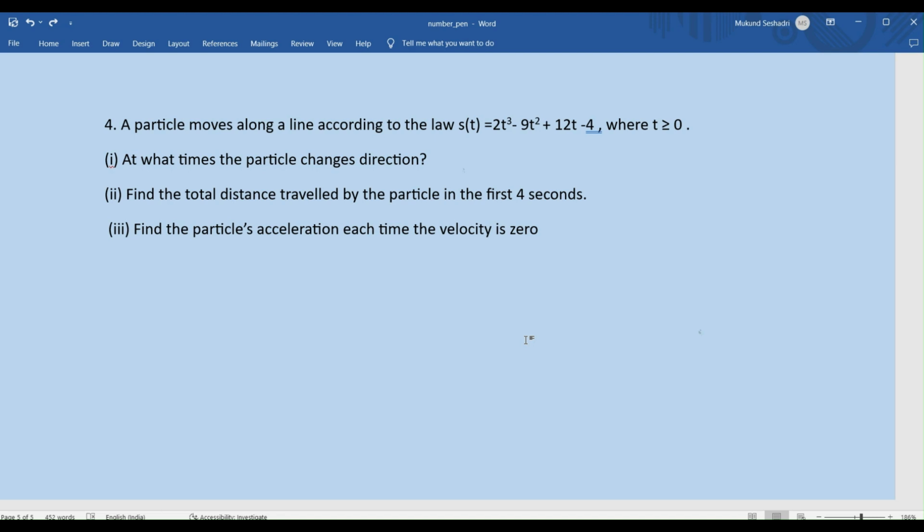You have the problem statement on screen. Let's take a few seconds to read through the problem quickly. A particle moves along a line according to the law S of t equals 2t cubed minus 9t squared plus 12t minus 4, where t is greater than or equal to 0. So S here denotes the distance and t denotes the time. At what times does the particle change direction? Find the total distance traveled by the particle in the first 4 seconds. Find the particle's acceleration each time the velocity is 0.